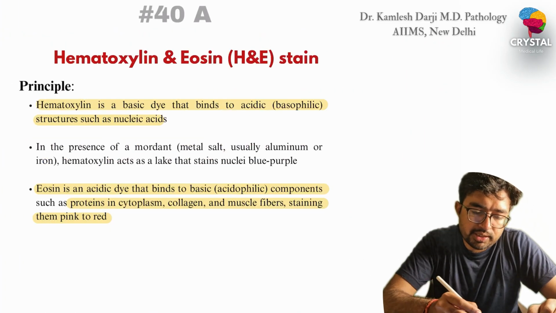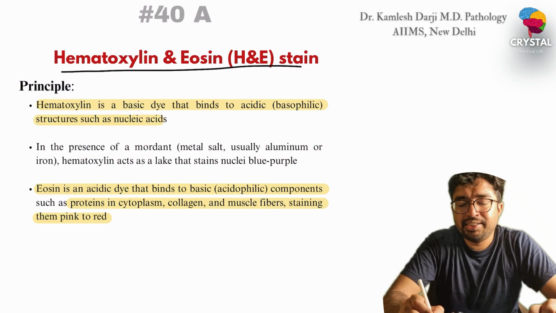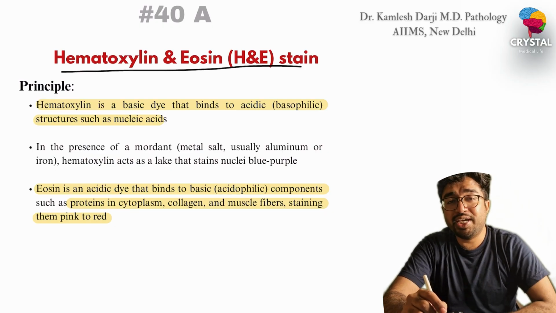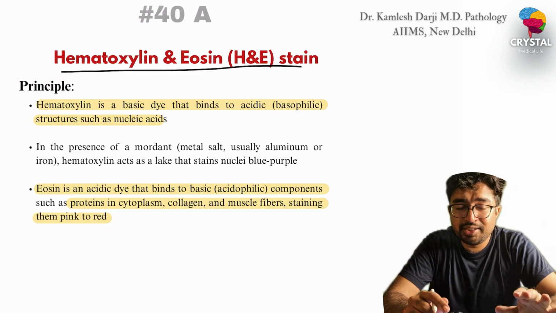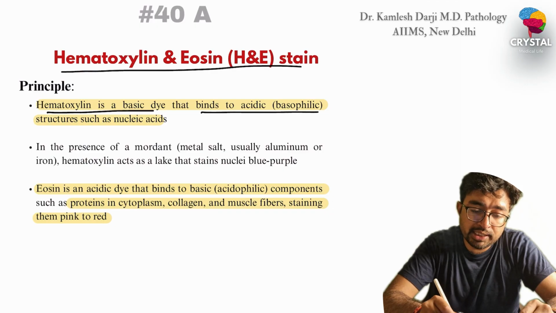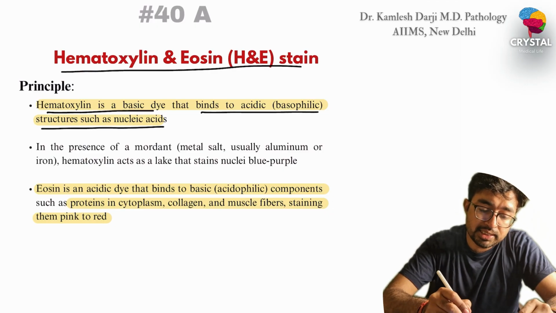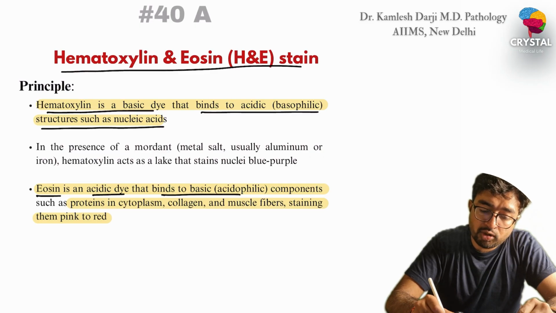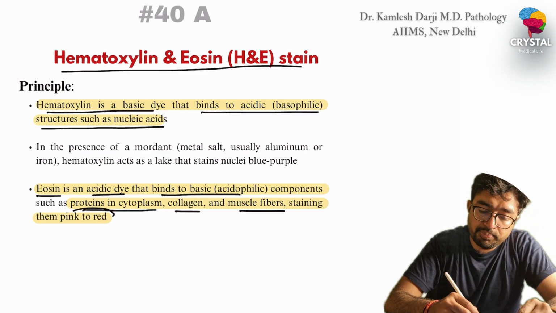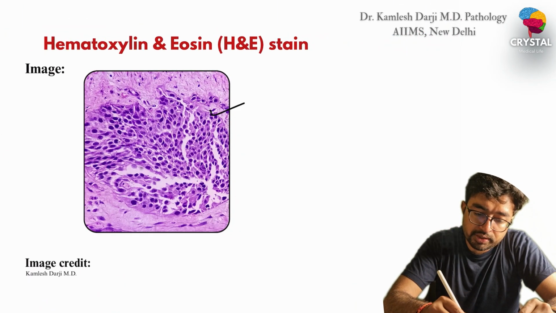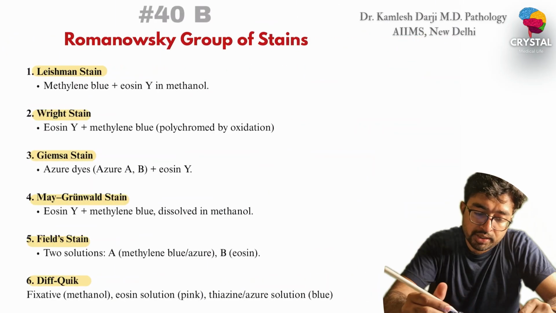The last stain is the hematoxylin and eosin stain, and you are familiar with this stain because histopathology and histology are nothing without it. Hematoxylin is a basic dye that binds to acidic structures such as nucleic acid, and eosin is an acidic dye that binds to basic components like protein in cytoplasm, collagen, and muscle fiber, staining them pink to red. So this is the hematoxylin and eosin stain.